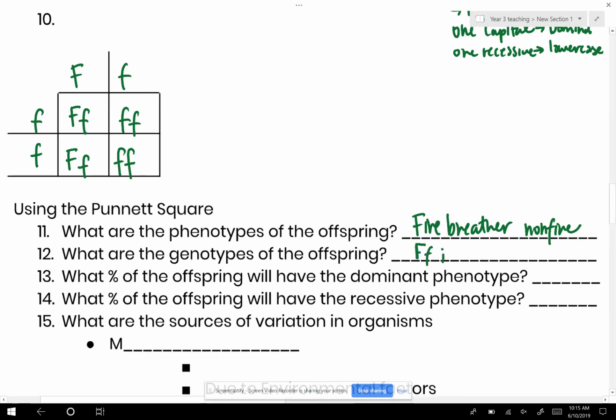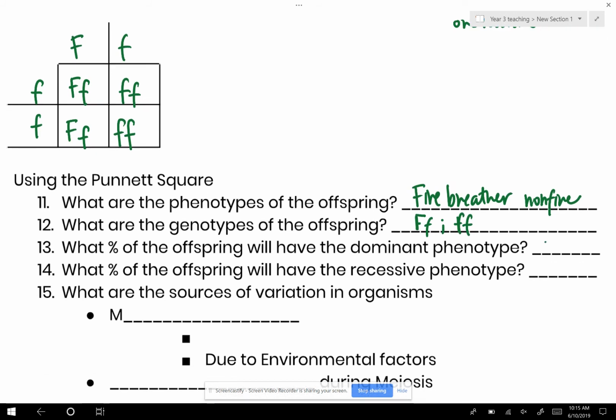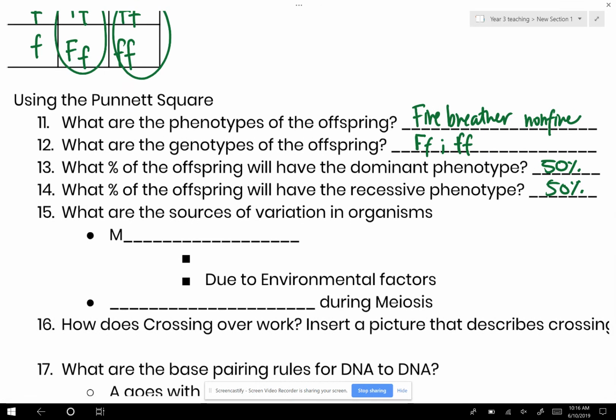So I have two of these, which is little f, right? What percentages have the dominant phenotype? That would be 50%. So that would be these guys right here. Which ones have the recessive phenotypes? It's these ones right here. So that would be 50%, right? So those are some of the things on there.